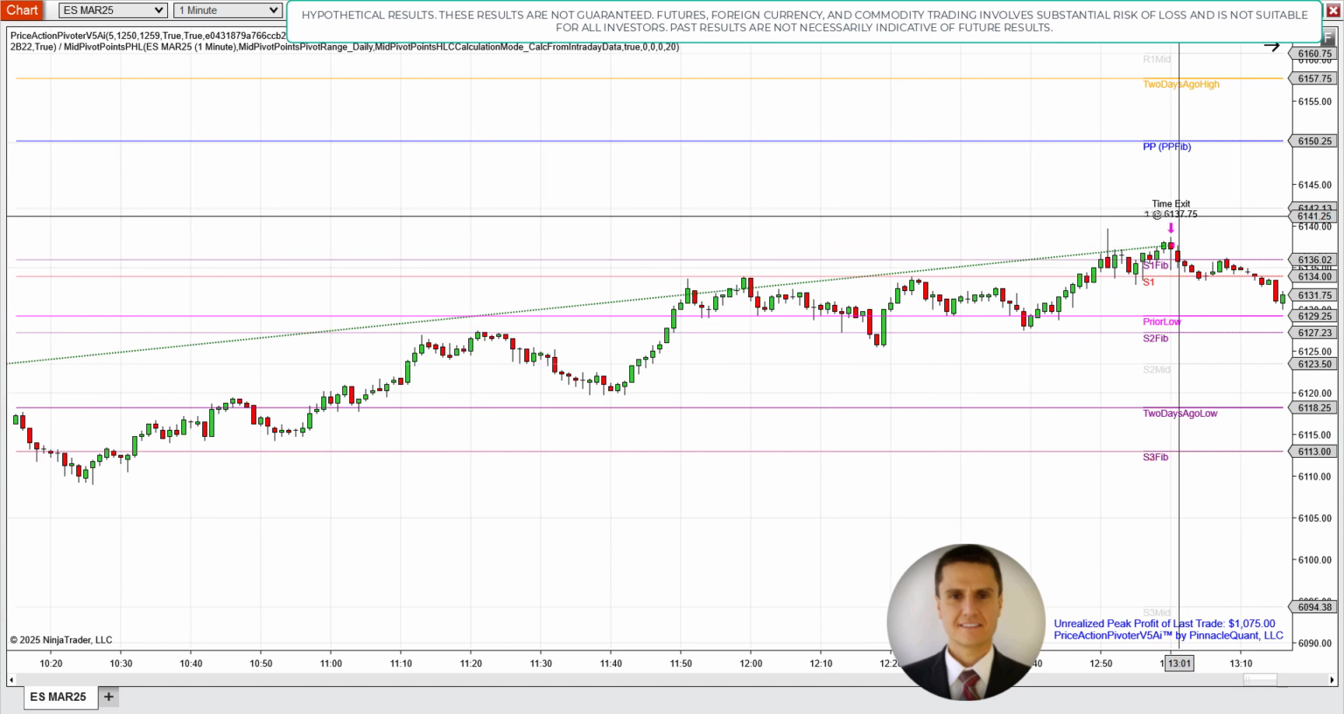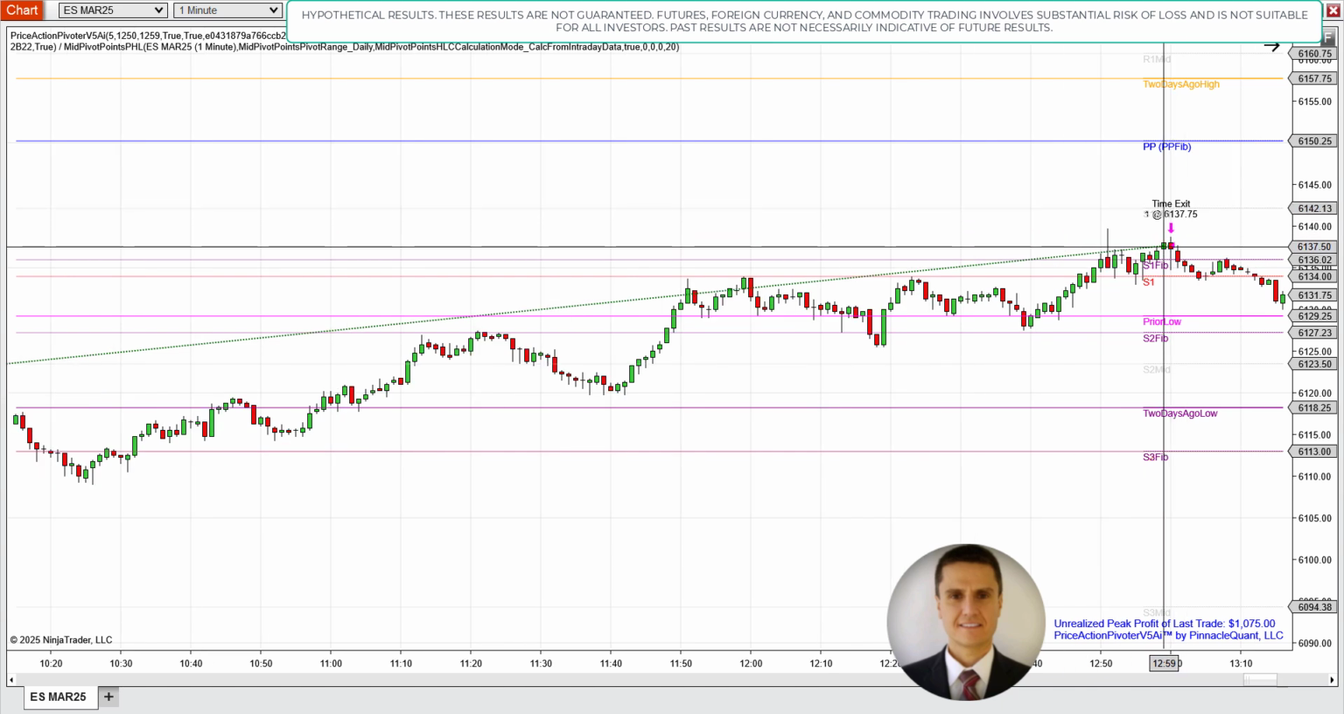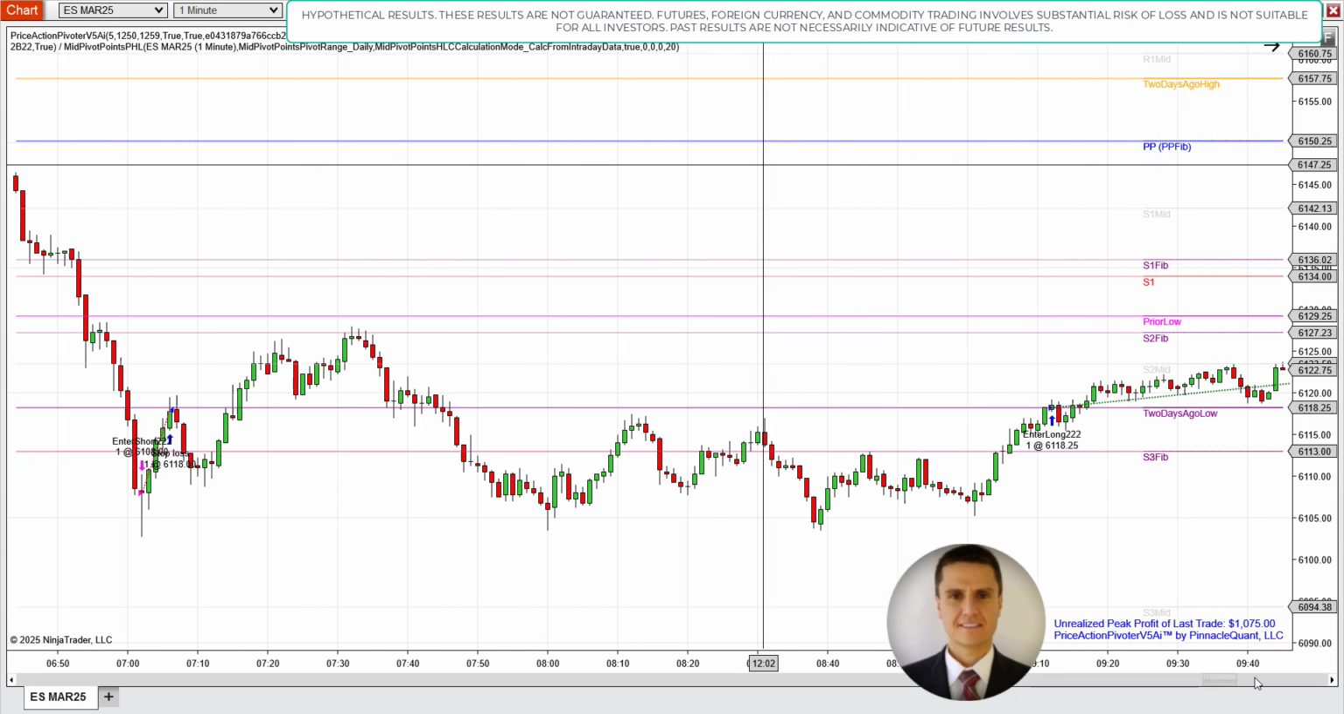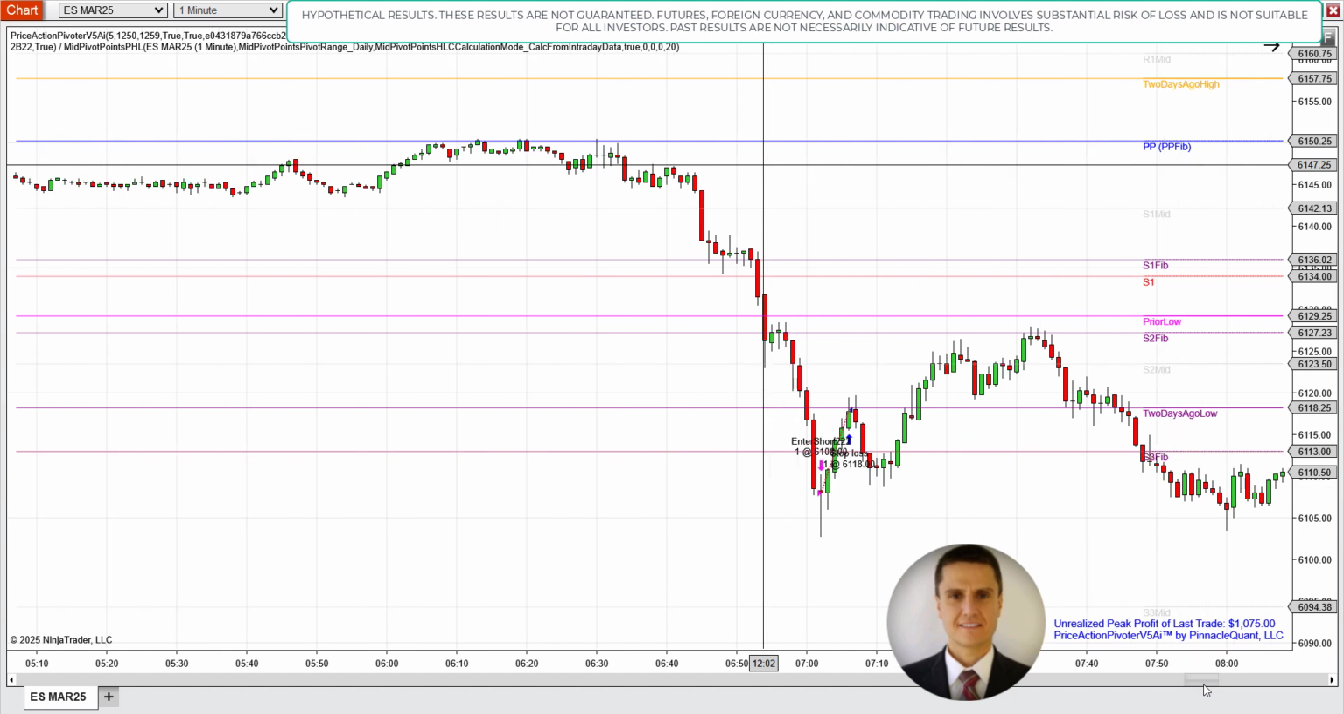This one almost nailed the top on the time exit at 12:59, and that's my flatten-everything time at 12:59. It essentially took that exit there. So those are the two trades. In fact, let me show you two of yesterday's trades as well. This was Thursday's trades. Now I'm going back to Thursday's trades.